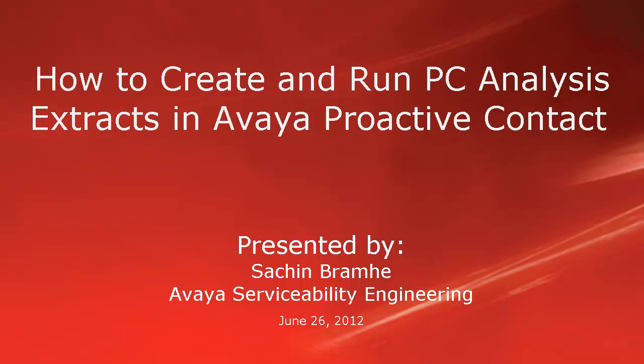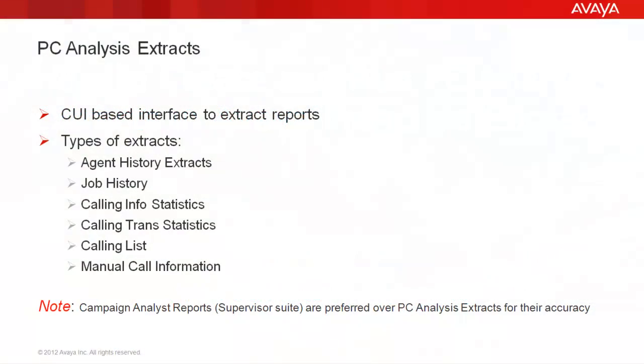In this video, we'll see how to create and run PC analysis extracts in Avaya Proactive Contact. PC analysis extracts is a character user interface tool to extract reports. The types of extracts available are on your screen, namely agent history, job history, calling info statistics, transaction statistics, calling list and manual calls extracts.